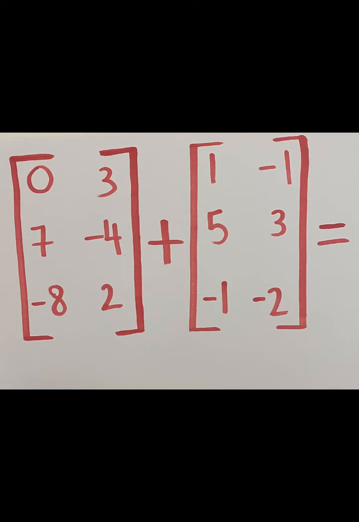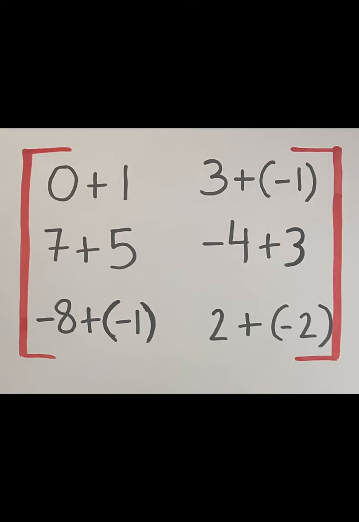Okay, so first of all, we should check if both matrices have the same dimension. The first matrix has a dimension of 3 times 2, and the second matrix also has a dimension of 3 times 2. Since both matrices have the same dimension, we can add them. We'll add the corresponding elements, which are 0 and 1, 3 and -1, 7 and 5, -4 and 3, -8 and -1, and 2 and -2.